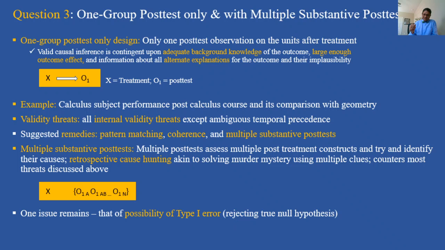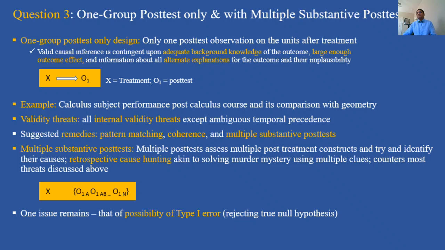Now, this is considered very weak in terms of causal inferencing, but the strength of the causal inferencing also depends on the background knowledge about the outcome, the large magnitude of the effect, and third, the information of all alternate explanations that we have about the effect. So if these three are available, then a causal inference can be made. Again, repeating, it will be weak, but it can be made.